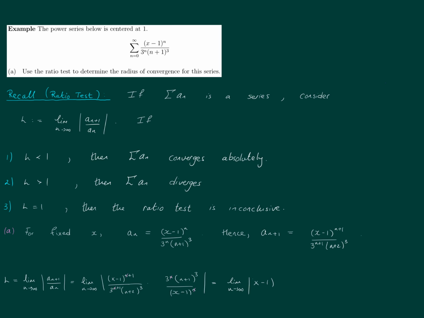And we're left with (x minus 1) over 3 times (n plus 1) over (n plus 2), and I bring them both inside the cube. And this just leaves us with (x minus 1) over 3, as the cubed piece just limits to 1. So if we want L to be less than 1, then this is exactly the same as absolute value of x minus 1 being less than 3. So that tells you the radius of convergence around 1 is 3. Okay, so that's the first part of the question answered.